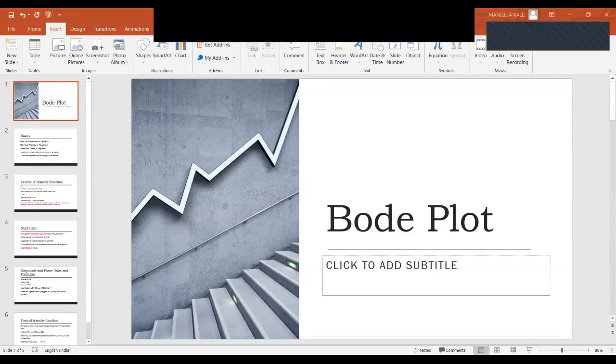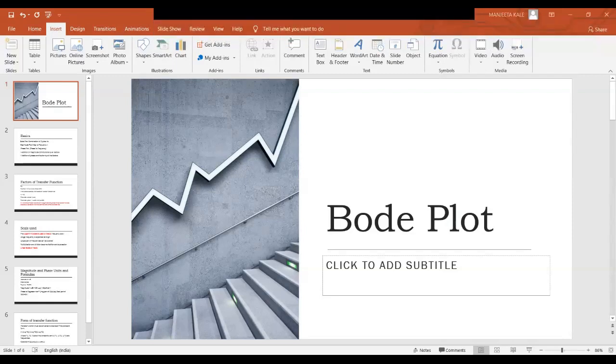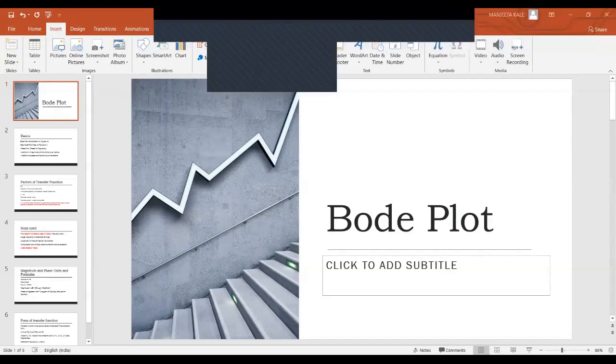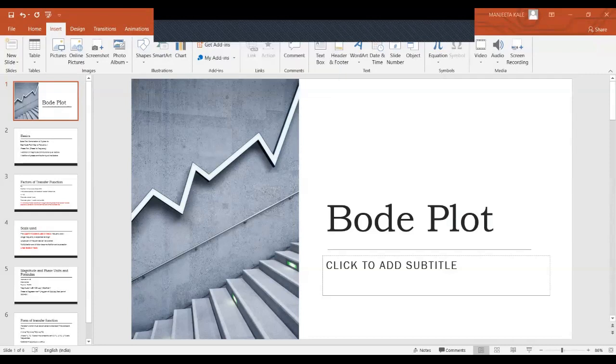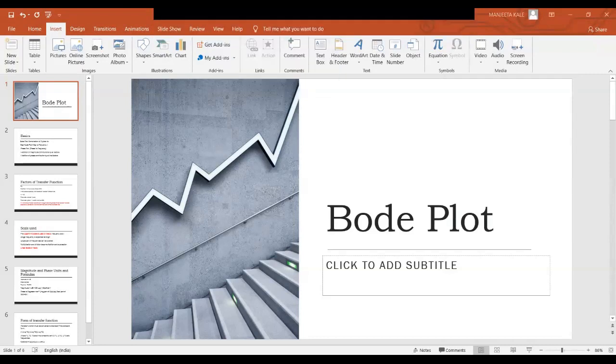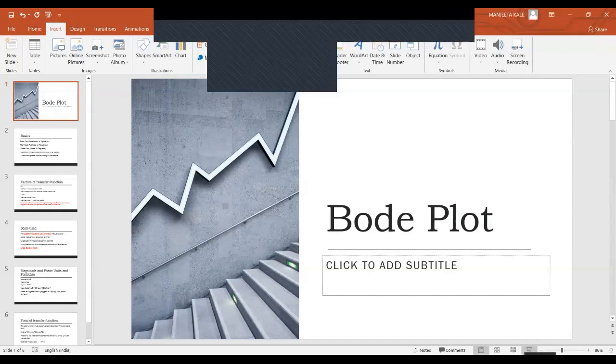Okay. So we'll start with Bode plot. It is basically a frequency plot, which is plotted against frequency. So there are two different plots in Bode plot. The first plot is the magnitude plot and the other plot is called the phase plot.